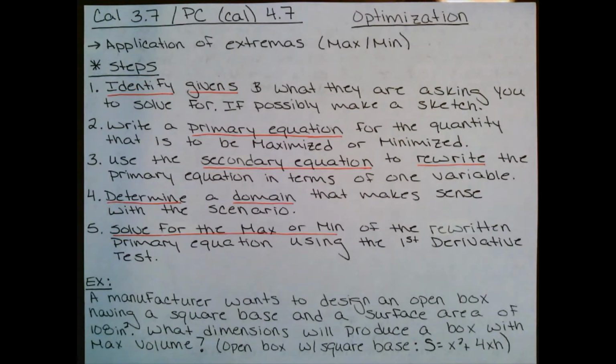Hey guys, for calculus, this is from 3.7, and for pre-cal, when we start to learn calculus at the end of the year, this is from 4.7. This lesson is called optimization.